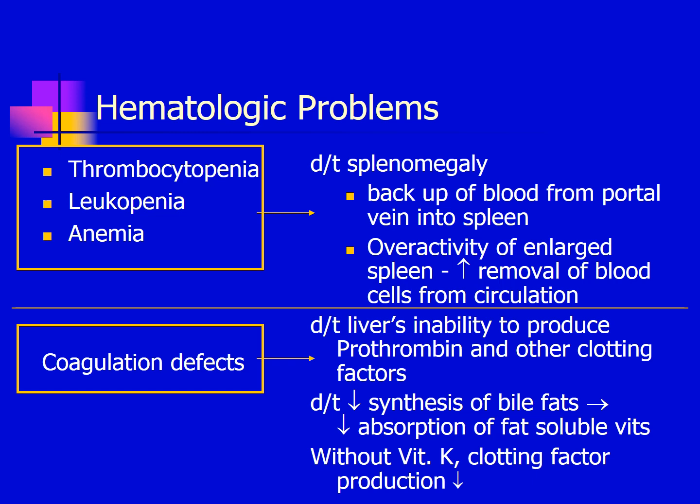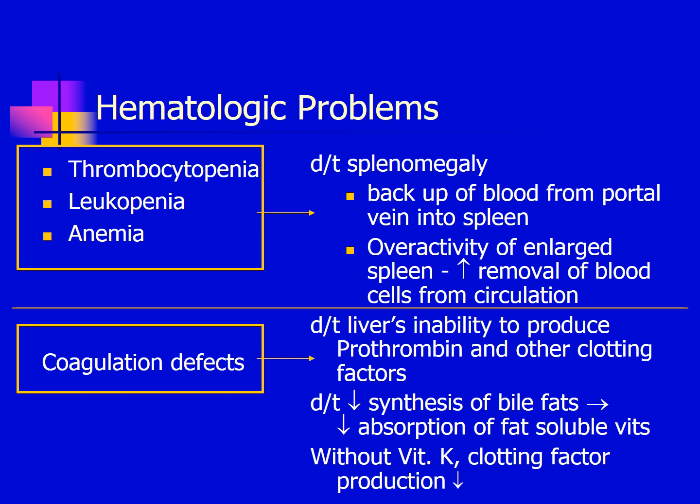Hematologic changes: thrombocytopenia, leukopenia, anemia. Due to the spleen, splenomegaly, there's backup of blood from the portal vein into the spleen. Overactivity of the enlarged spleen increases the removal of cells from circulation. And then you see coagulation defects.